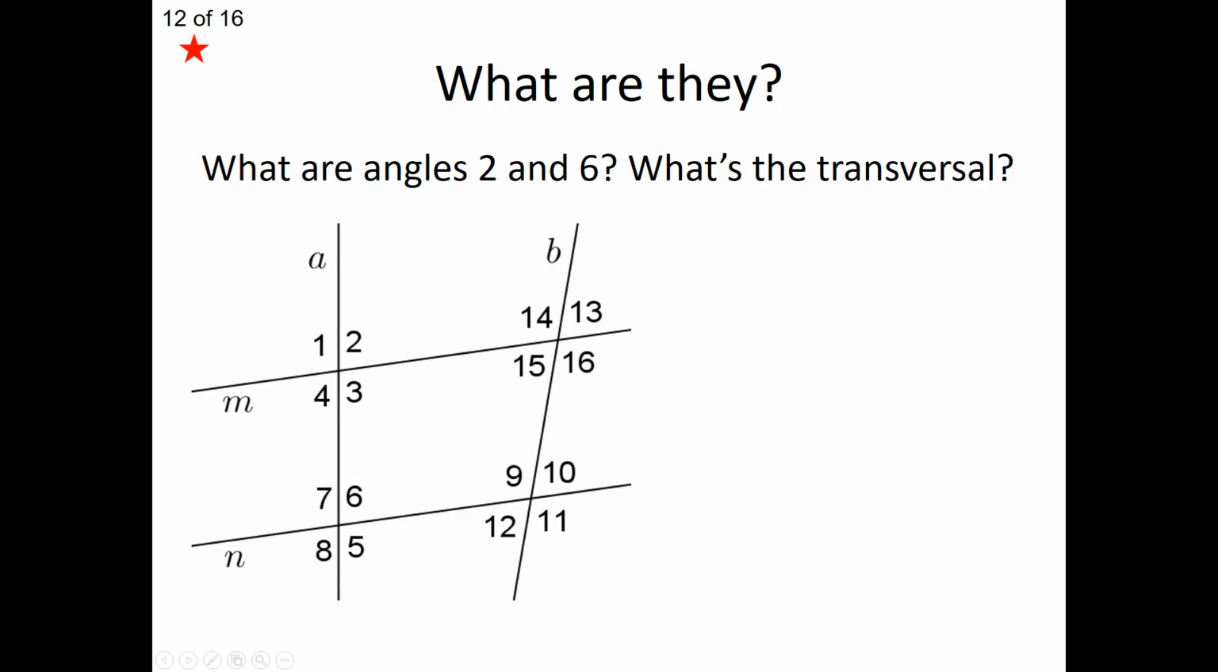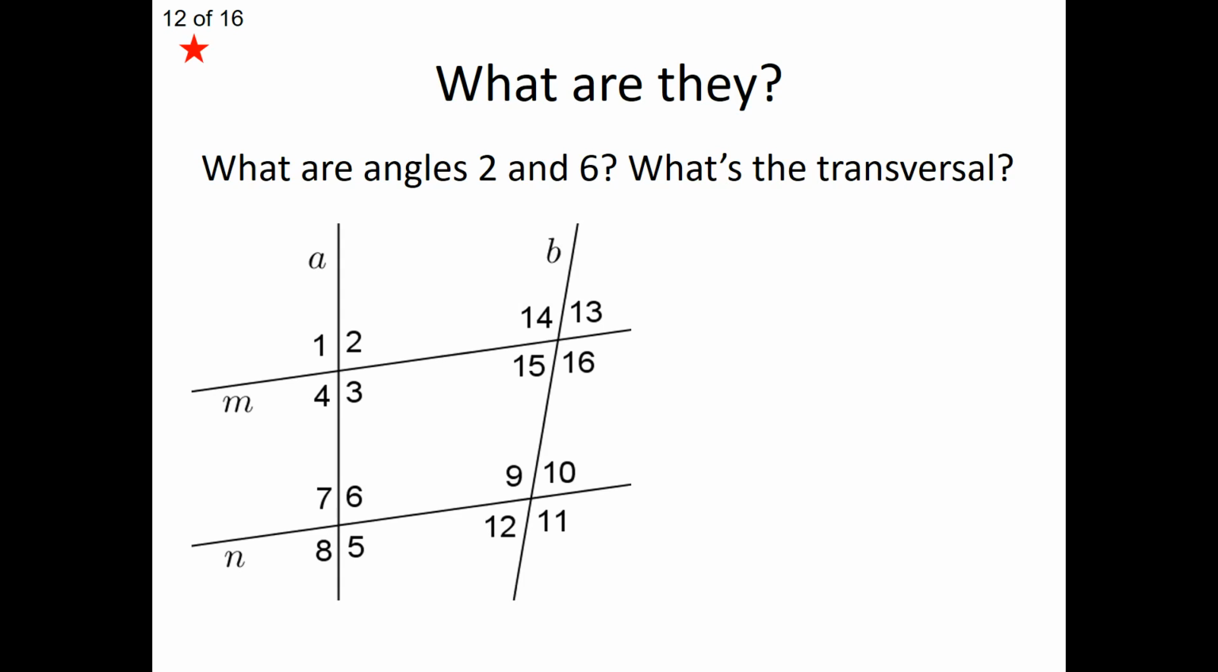Let's now use what we've just learned to actually answer a couple questions. Let's take a look at a pair of two angles and then name what their angle relationship is and what their transversal is. It actually might be easier to answer what the transversal is and then name the angle relationship. Let's take a look at angle 2 and angle 6. I'm going to answer what's the transversal first.